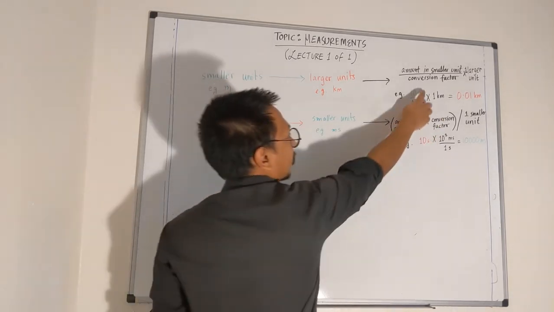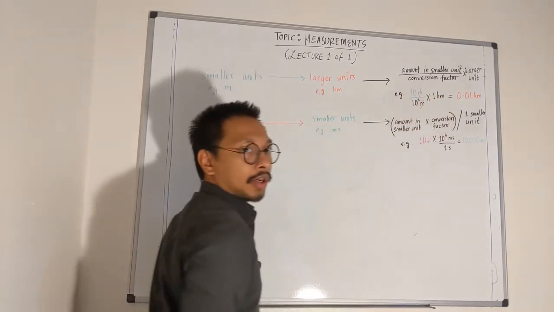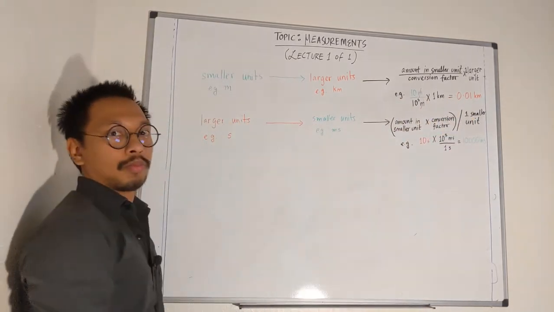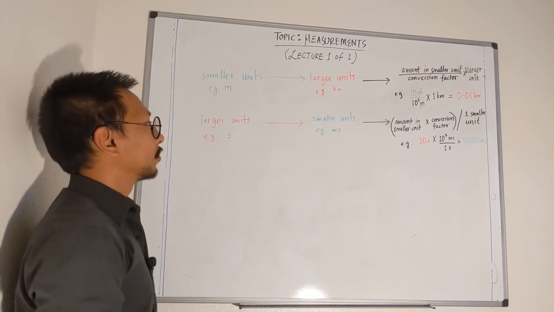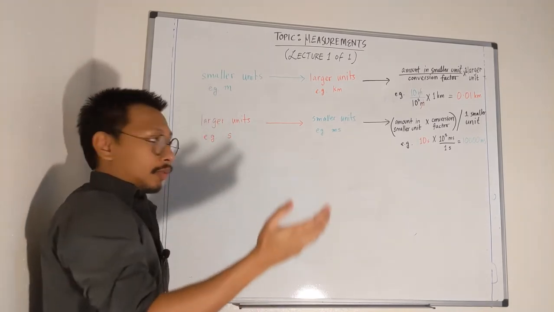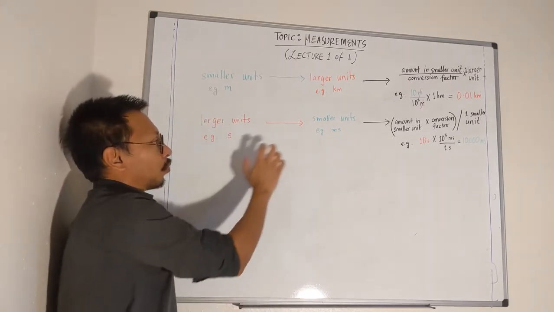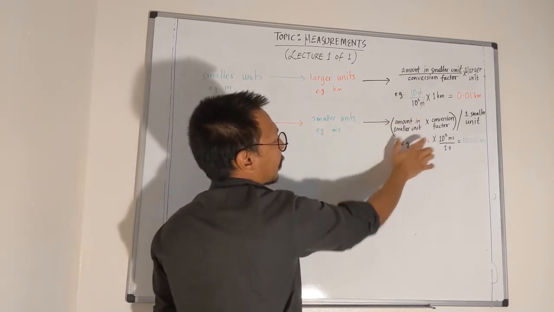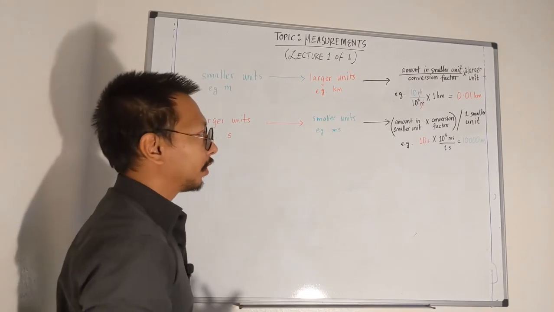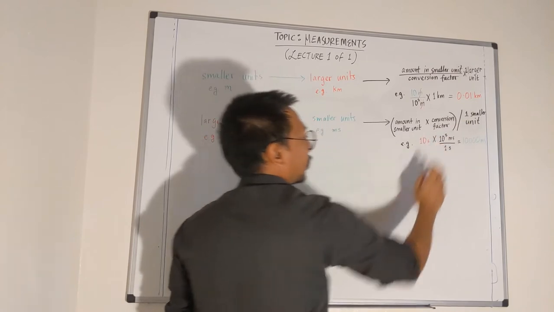What happens is the meters go away and we end up with a unit in kilometers. So 10 meters is equal to 0.01 kilometers. Okay, we can do it the other way as well. We can go from larger units to smaller units, which would involve taking the amount given in larger units and multiplying that by a conversion factor and dividing that whole thing by one smaller unit.